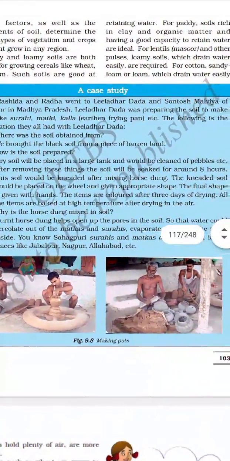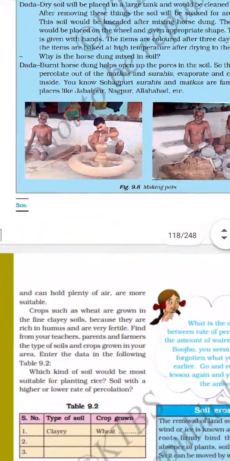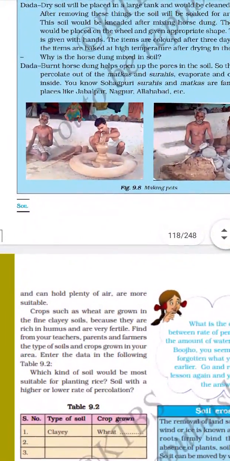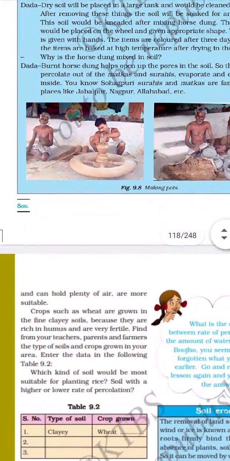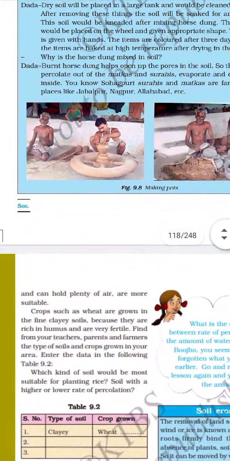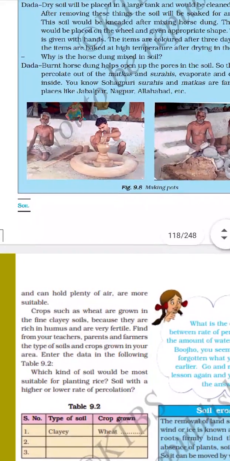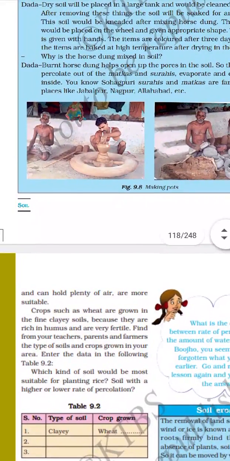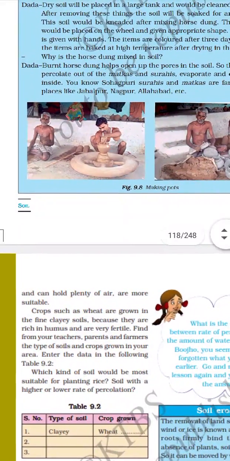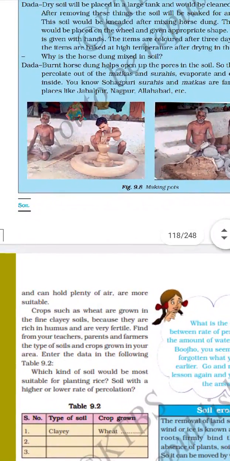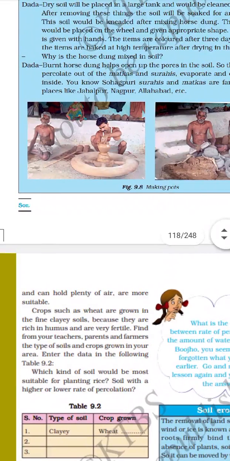Loamy soil drains water easily. Sandy loam, which can hold air, is more suitable. Crops such as wheat are grown in fine clay soils because they are rich in humus and are very fertile.